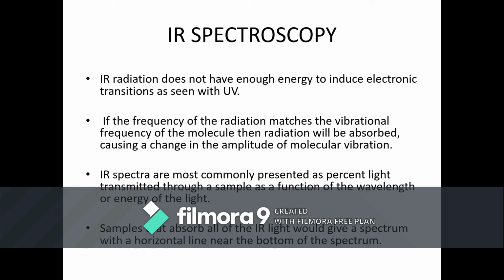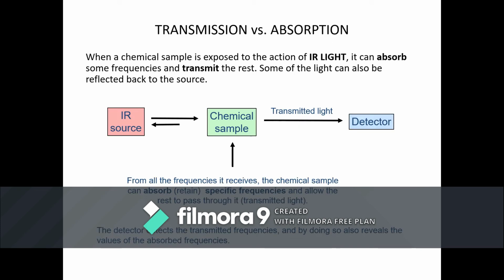IR spectra are most commonly presented as percent light transmitted through a sample as a function of the wavelength or energy of the light. Samples that absorb all of the IR light would give a spectrum with a horizontal line near the bottom of the spectrum. When a chemical sample is exposed to the action of IR light, it can absorb some frequencies and transmit the rest. Some of the light can also be reflected back to the source, as we show in here. From all the frequencies it receives, the chemical sample can absorb or retain specific frequencies and allow the rest to pass through or transmit. The detector detects the transmitted frequencies and by doing so also reveals the values of the absorbed frequencies.